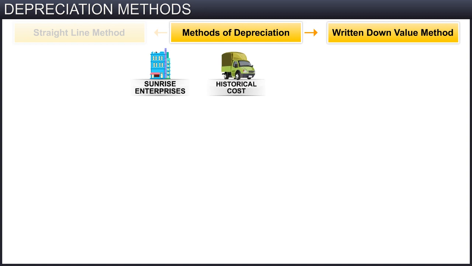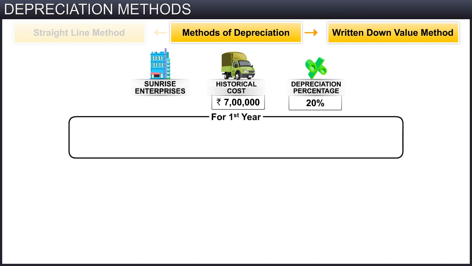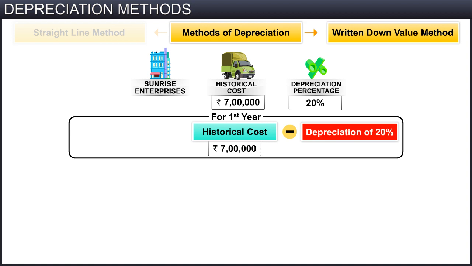For example, the historical cost of Sunrise Enterprises truck is 7 lakh rupees. Let us consider depreciation on this at a fixed percentage of, say, 20%. The depreciation amount for the first year will be arrived at as the historical cost, 7 lakh rupees, minus depreciation for the first year, which is 1,40,000 rupees. This gives the closing book value or written down value of the asset at the end of the first year as 5,60,000 rupees.